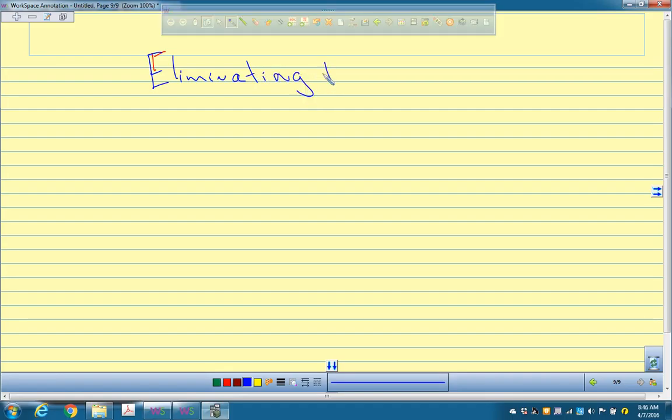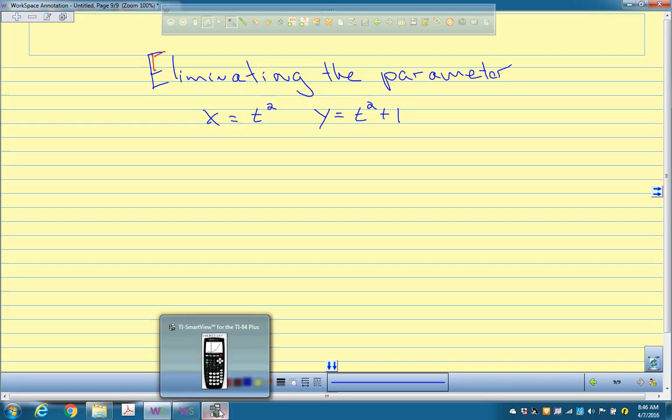Eliminating the parameter. So say I have x equals t squared, and then I have y equals t squared plus 1. Go ahead, graph this. See it? Well, let's do it together.